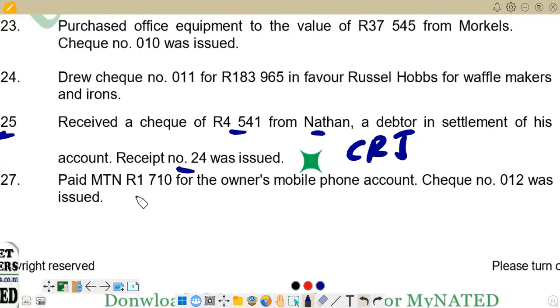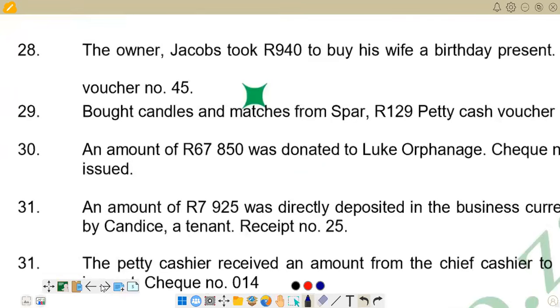So on 27, paid MTN 1,710 rands for the owner's mobile phone account. Check number 012 was issued. This is a payment that was made. So it's going to the cash payment journal, 1,710, and then the payee is MTN. The amount 1,710, date 27, document number 012. So we go to the cash payment journal.